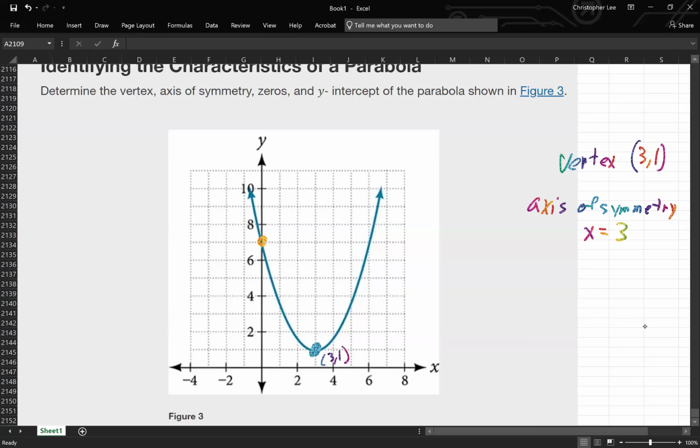Y-intercept right here. So this looks like 0 comma 7. So that's my y-intercept, 0 comma 7. And that's it. I kind of need the equation to get the x-intercepts.